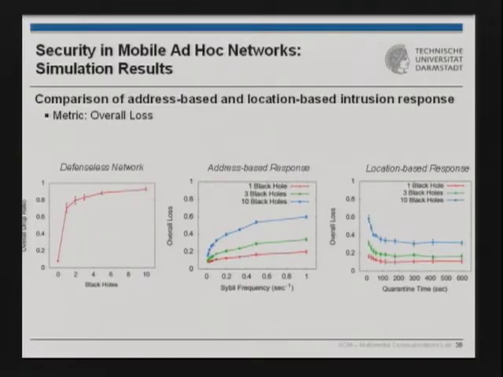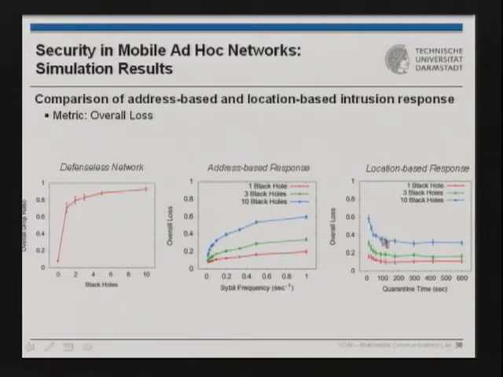Just to give the comparison, you can see that the curve of a defenseless network is raised by some 10% compared to the black hole loss. This is due to inherent loss, and here you will see that we are far above 90% for 10 misbehaving nodes and nothing will happen anymore on this network. So also for the address-based response, the results we saw from the last slide are raised due to inherent network loss.